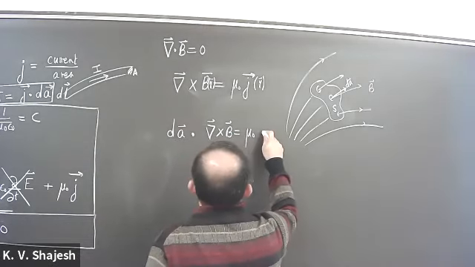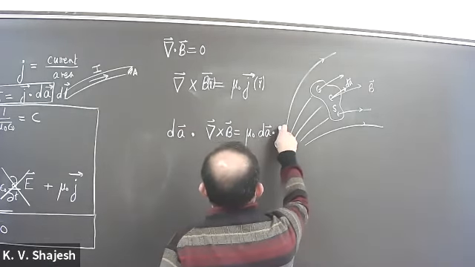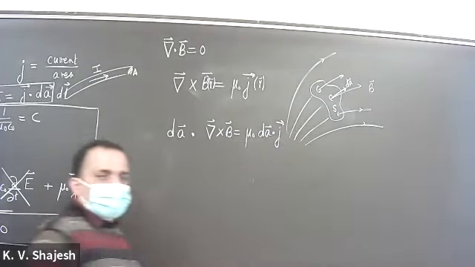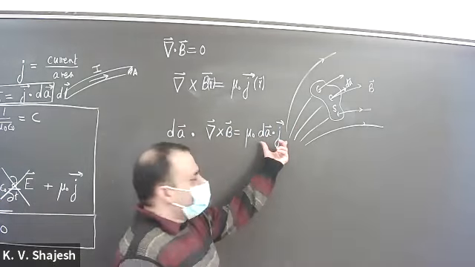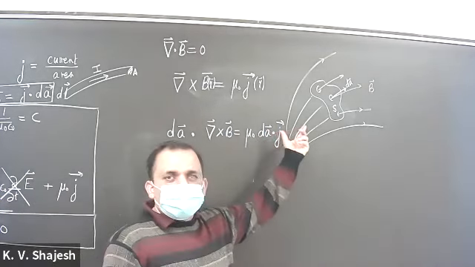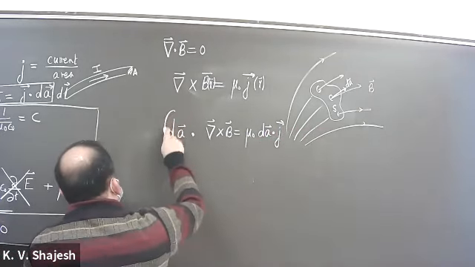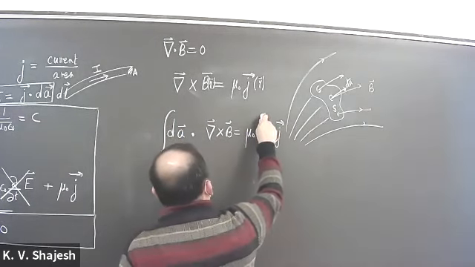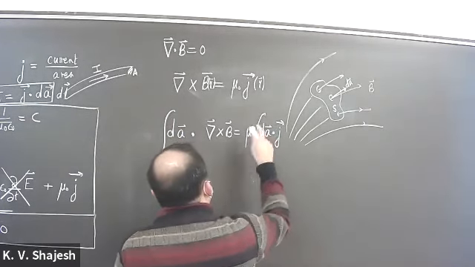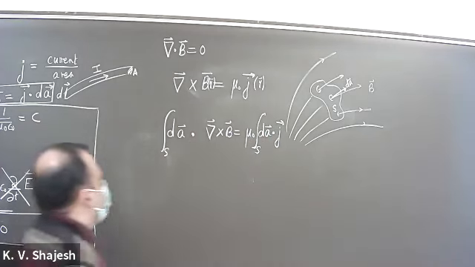And this is dA dotted with J. Already you see what I've defined earlier. The right hand side is nothing but current. But to do that, I integrate. Where do I integrate? At every point on the surface, and I add it up. That's what integration is. I do this, and I add up.